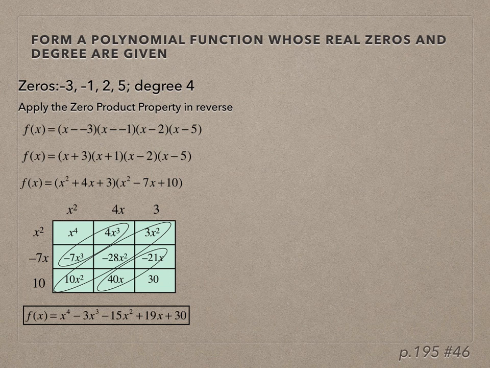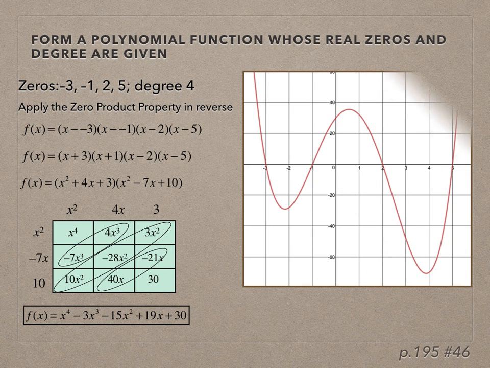Now what's nice is we can use graphing utilities such as Desmos or a graphing calculator. We can enter this equation into the graphing utility to double check and verify that in fact the zeros are what we claim they would be. So we'll graph this function, and we're looking at the zeros, the places where the curve crosses the x-axis. They are respectively -3, -1, 2, and 5. So it checks out.